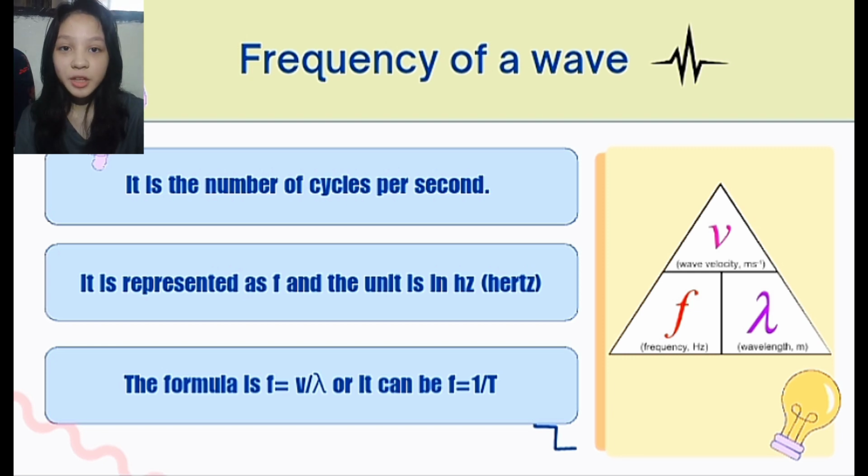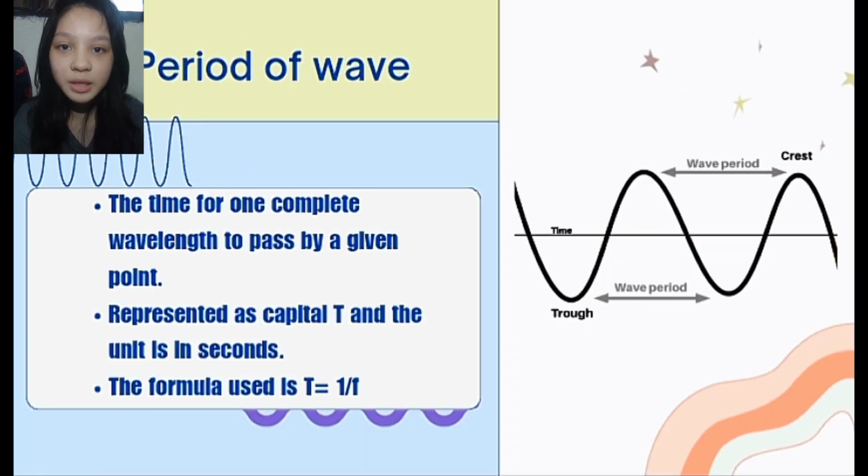Before we proceed, if you're having a hard time memorizing these formulas, just remember this triangle of velocity, wavelength, and frequency. For more information, a period is the time for one complete wavelength to pass by a given point. It is represented as uppercase T and the unit is in seconds. The formula that we will use to get the period is equal to 1 divided by frequency.